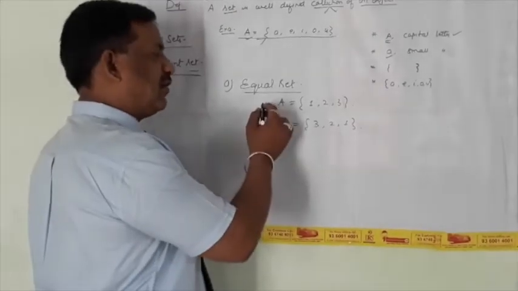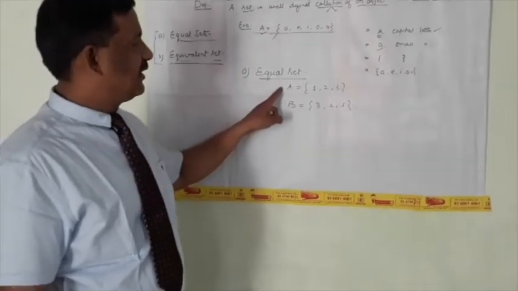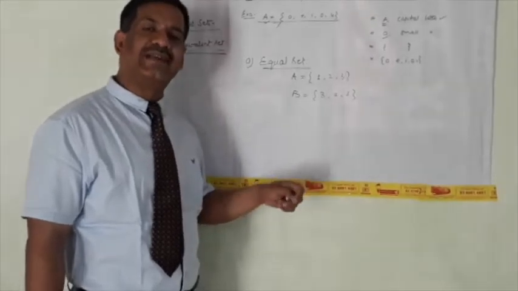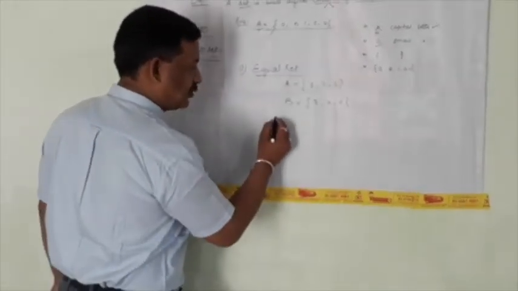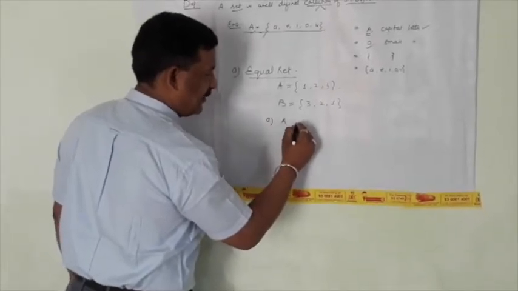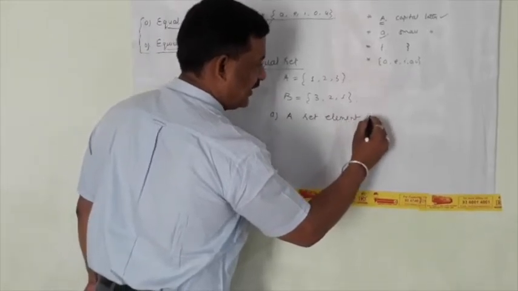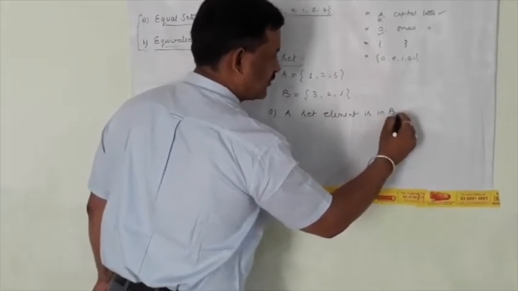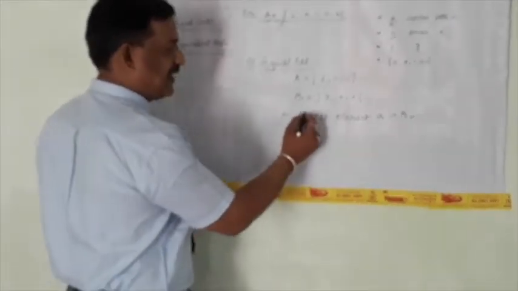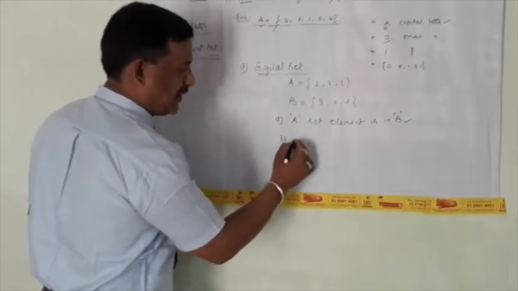If every element of one set is an element of another set, and the number of elements is the same. So two points arise. Number 1: every element of set A is in B. First of all, this is our first point to discuss for equal sets. Here every element of A is in B. Is that clear? Now move on to point 2.